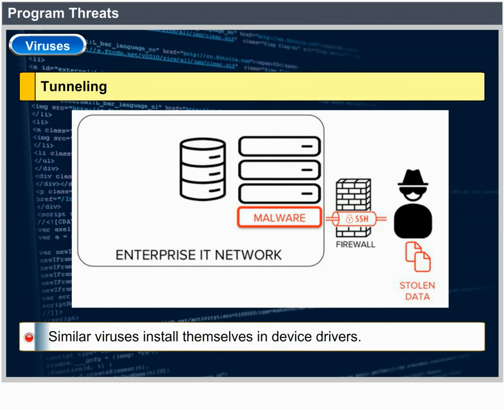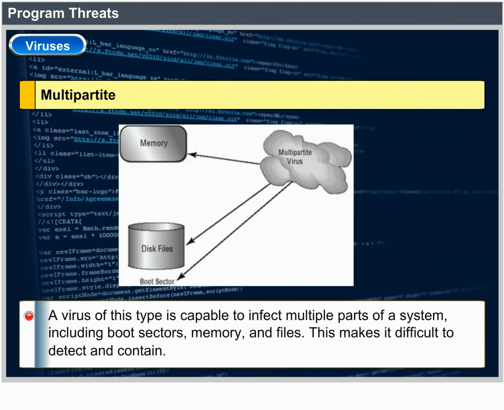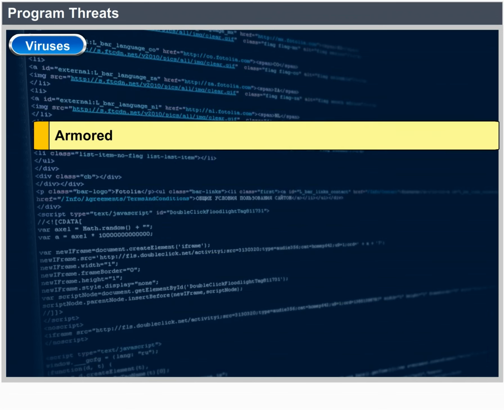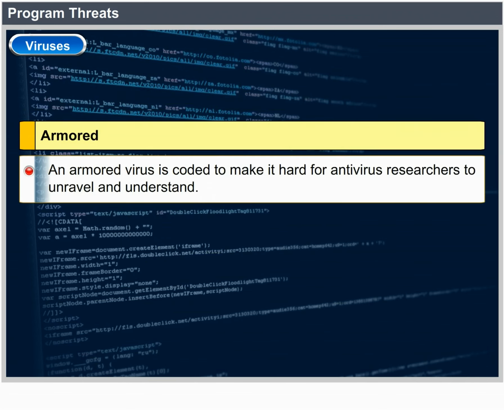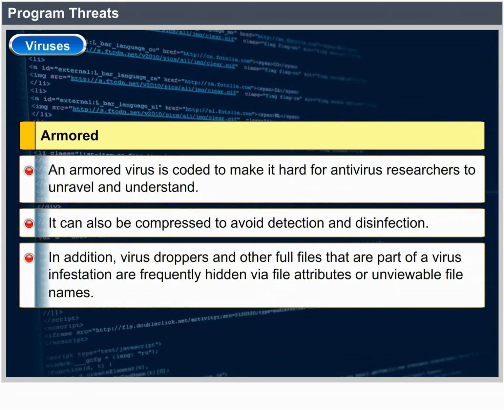A virus of this type is able to infect multiple parts of a system including boot sectors, memory, and files. This makes it difficult to detect and contain. Armored. An armored virus is coded to make it hard for antivirus researchers to unravel and understand. It can also be compressed to avoid detection and disinfection. In addition, virus droppers and other full files that are part of a virus infestation are frequently hidden via file attributes or unviewable file names.